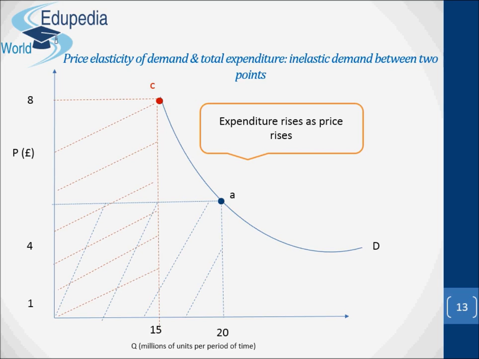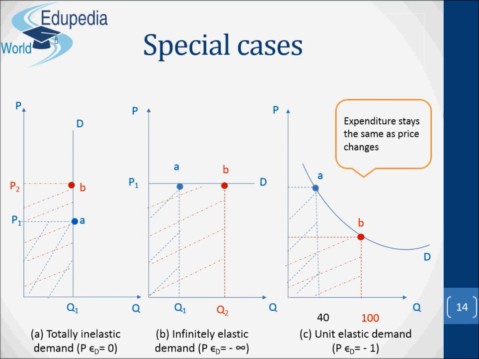Now we are going to talk about some special cases. This figure shows three special cases. A, a totally inelastic demand, PεD equals 0. B, an infinitely elastic demand, PεD equals infinity, and C is a unit elastic demand. Totally inelastic demand is shown by a vertical straight line. No matter what happens to price, quantity demanded remains the same. It is obvious that the more the price rises, the bigger will be the level of consumer expenditure.